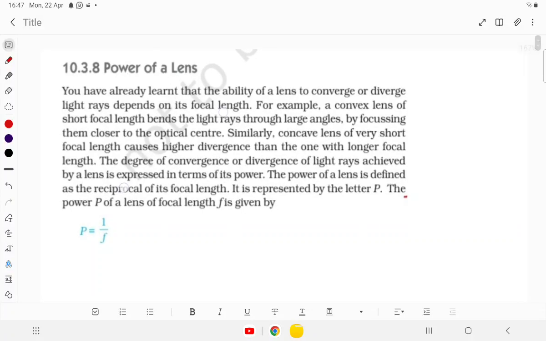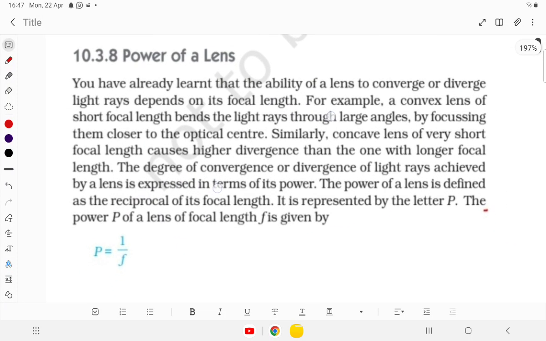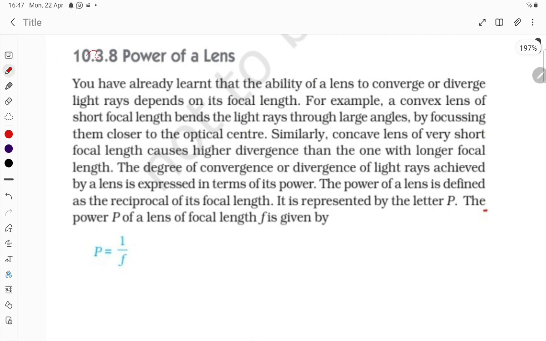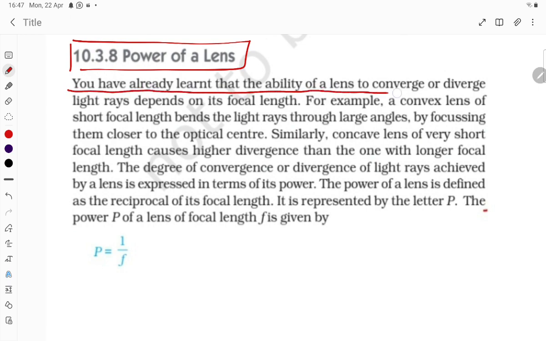Hello student, let's try to understand the power of a lens. This is from the NCERT book. You have already learned that the ability of a lens to converge or diverge light rays depends on its focal length. On what factor does the ability depend? It depends on the focal length of the lens, student.